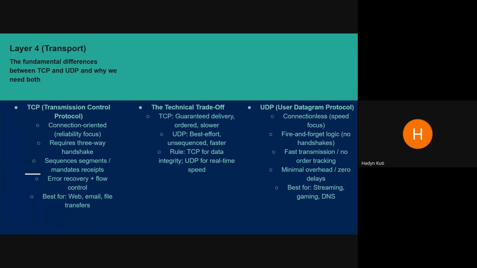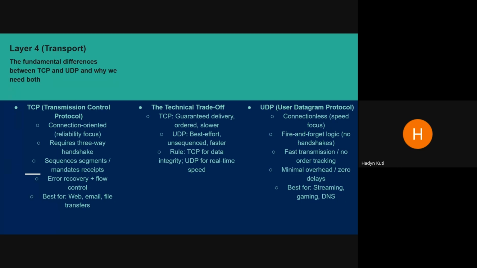So moving on, we have the layer 4 transport. So we have the TCP, transmission control protocol. This uses a connection-oriented philosophy focused on absolute reliability. TCP treats every piece of data as critical, ensuring that nothing is lost, corrupted, or left behind during transmission. It establishes a formal three-way handshake before transmitting data.